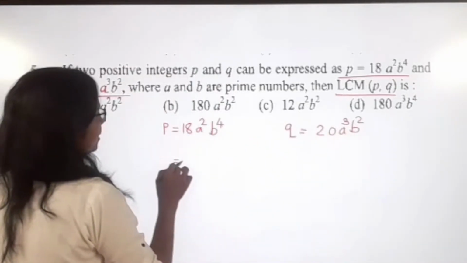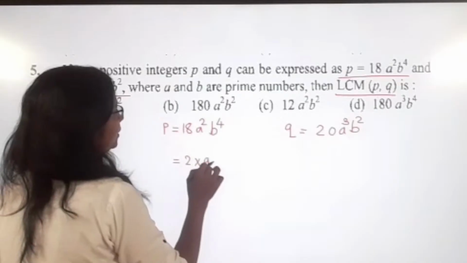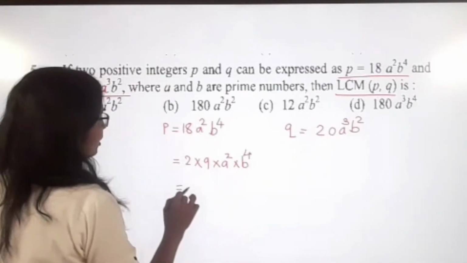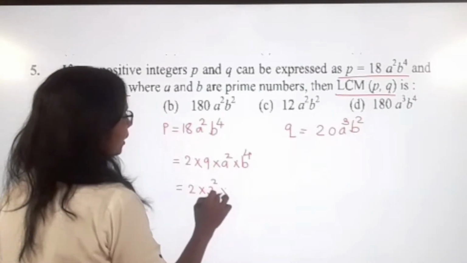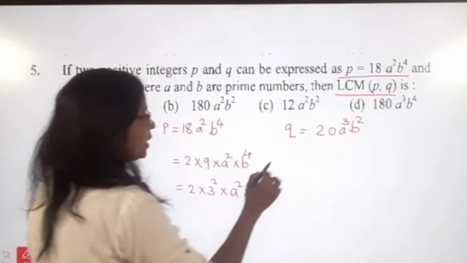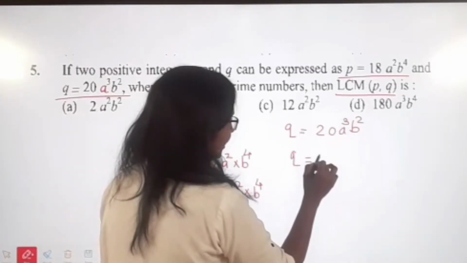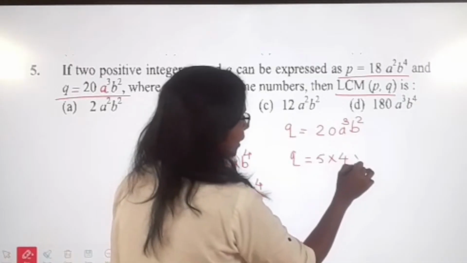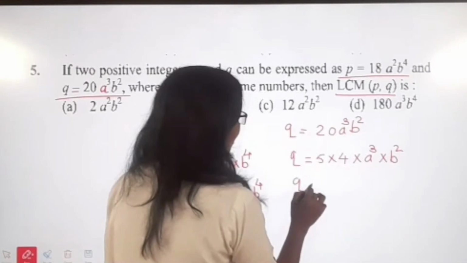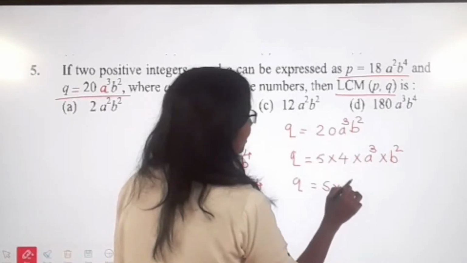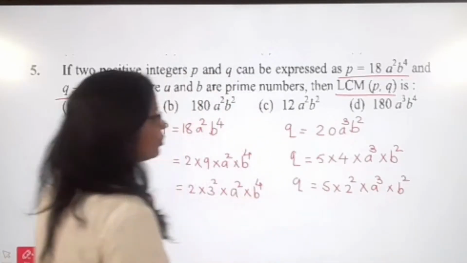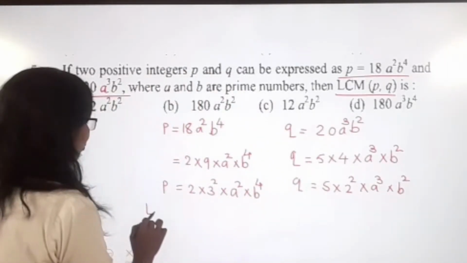So I factorize this: 2 multiply 9 multiply a square multiply b raised to 4. So now here 2 multiply 3 square multiply a square multiply b raised to 4. Then here, students, Q is equal to 20 multiply a cube multiply b square. So here Q is equal to 5 multiply square of 2 multiply a cube multiply b square. Okay students, and then we can find out the LCM.